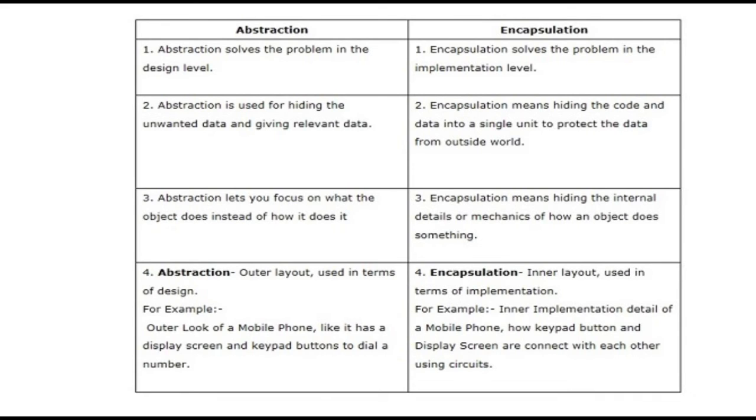In the case of abstraction, we look at the outer level, for example the outer look of a mobile: it has a display screen and keypad buttons to dial a number. In the case of encapsulation, it is like the inner implementation details of a mobile, how the keypad buttons and display screen are connected with each other using a circuit. So these are the important differences between abstraction and encapsulation.